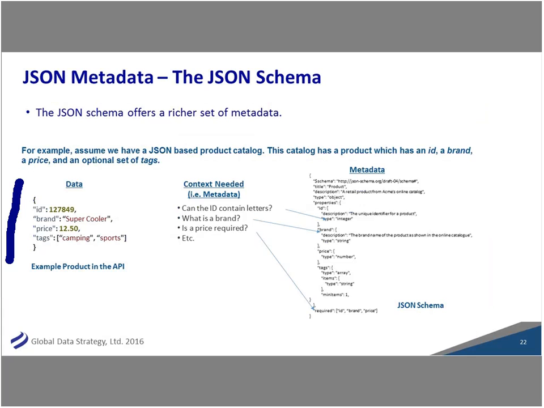But still, you don't have the full context, right? You could say, well, can the ID contain letters? Well, you'll see here that the typing is a little bit more advanced. You can say, oh, yes, it's an integer, whereas the brand is a string. You can put things like description here as well.